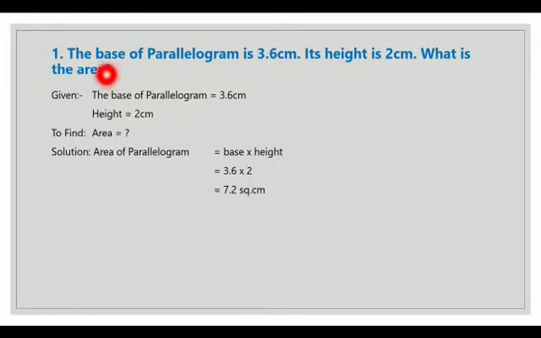The first sum: the base of a parallelogram is 3.6 centimeter. Its height is 2 centimeter. What is the area? Given the base of parallelogram equals 3.6 centimeter, height equals 2 centimeter, we need to find area. Therefore, the area of parallelogram equals base into height, 3.6 into 2, which equals 7.2 square centimeter.